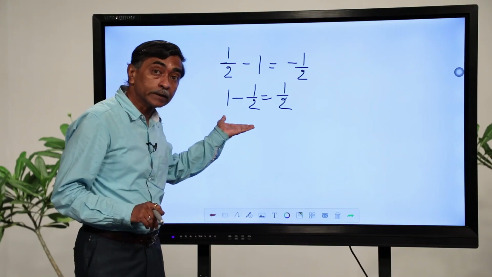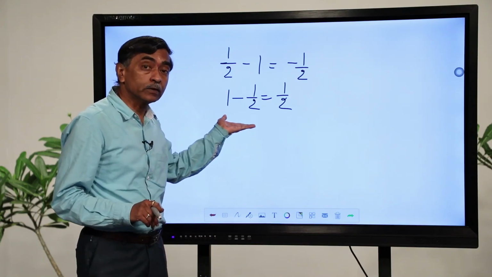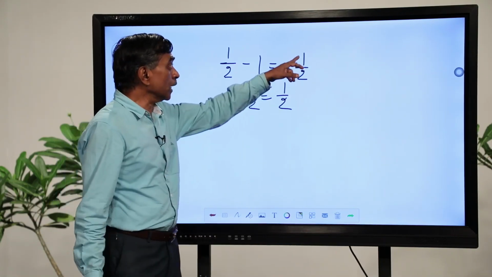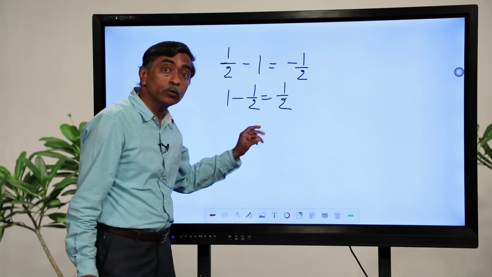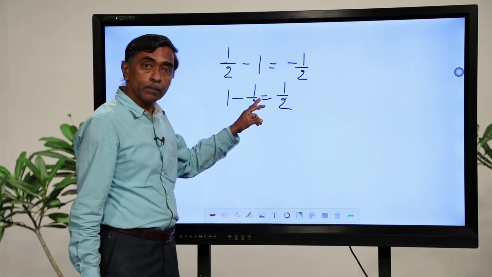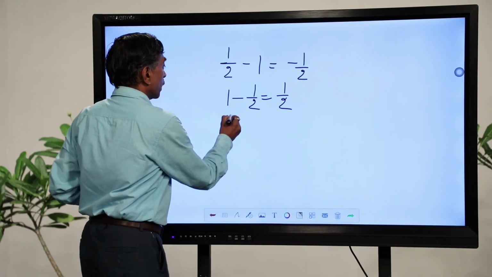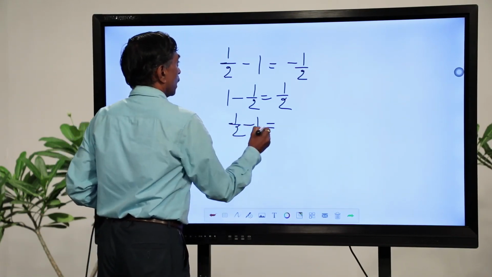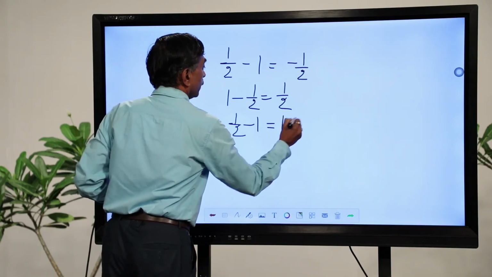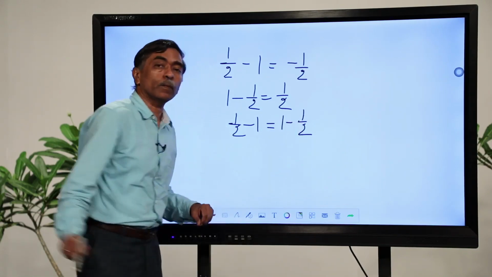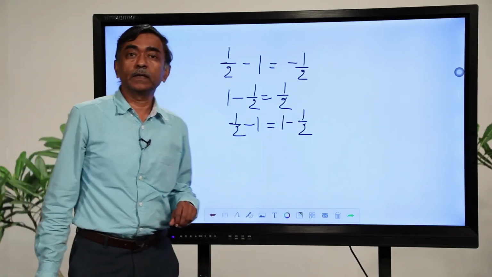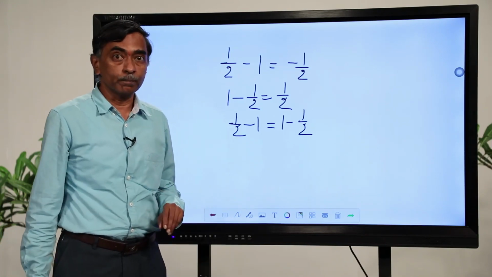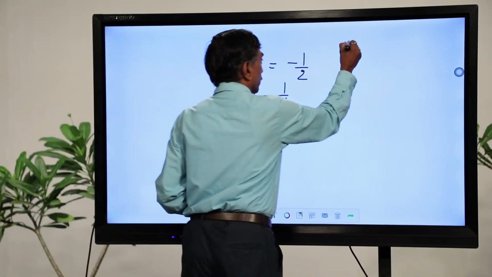Will it hold for rational numbers as well? No, it does not hold for rational numbers, because at one place you are getting minus 1 by 2, at the other place you are getting plus 1 by 2. So, these two are not equal. We will say that rational numbers do not commute under the operation of subtraction; the commutative property does not hold. Look at the properties again.